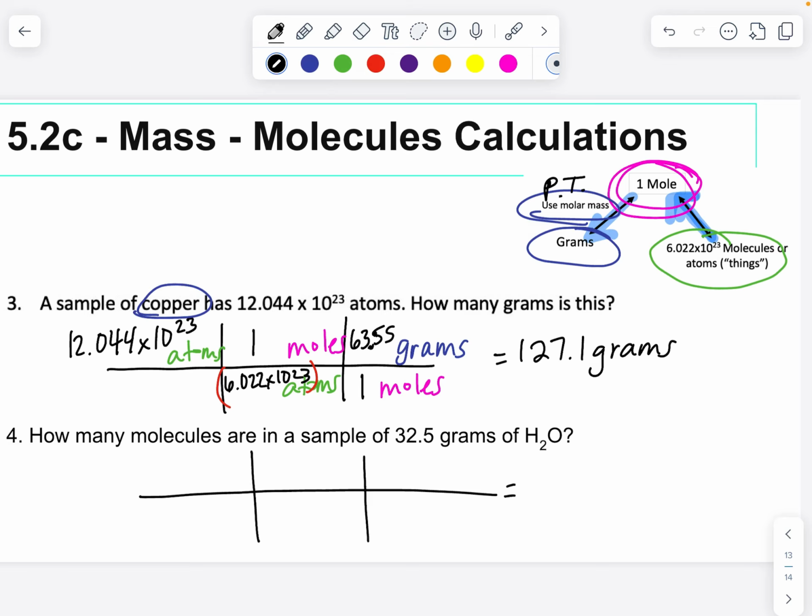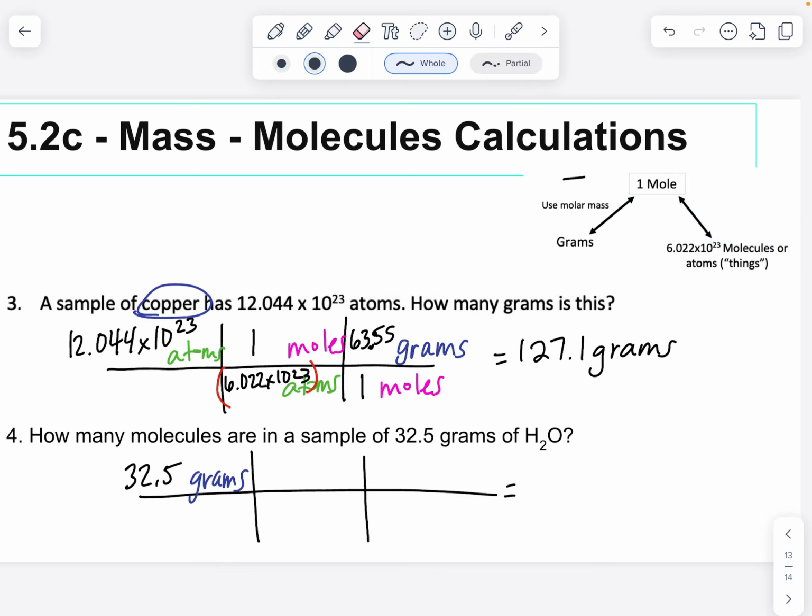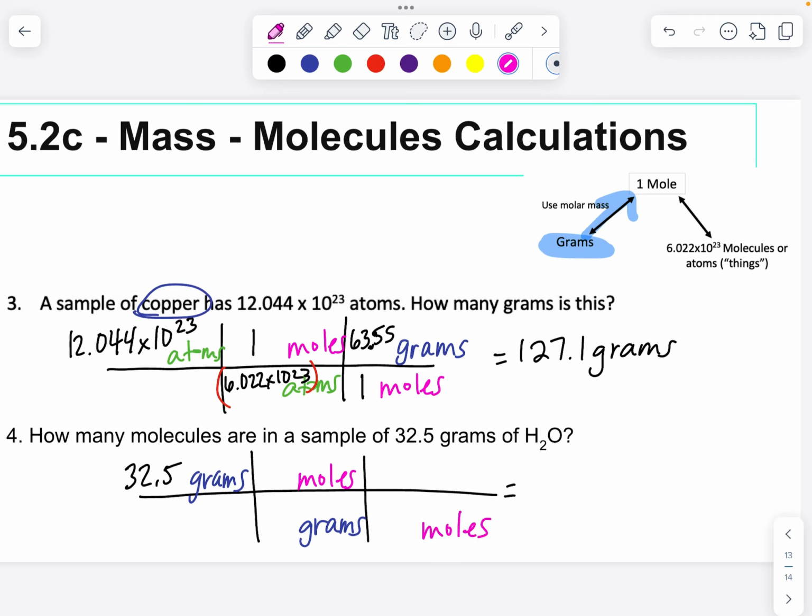Now we're starting with grams. So again, I'm just setting up my cards. I'm doing the exact same thing that I've been doing. I'm going to use my map to tell me where to go. So if I'm starting with grams, right here, that means my next step is to get to moles. So if grams are on the top, grams are on the bottom, and then I put moles. If moles are on the top, moles are on the bottom.